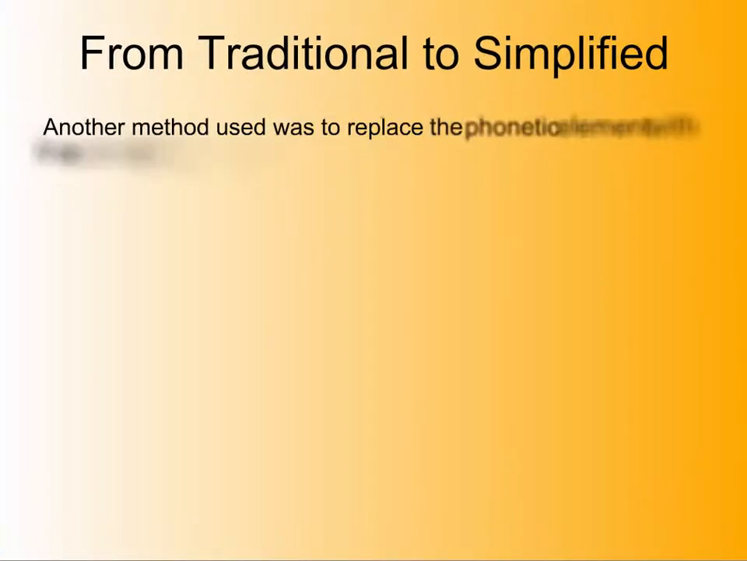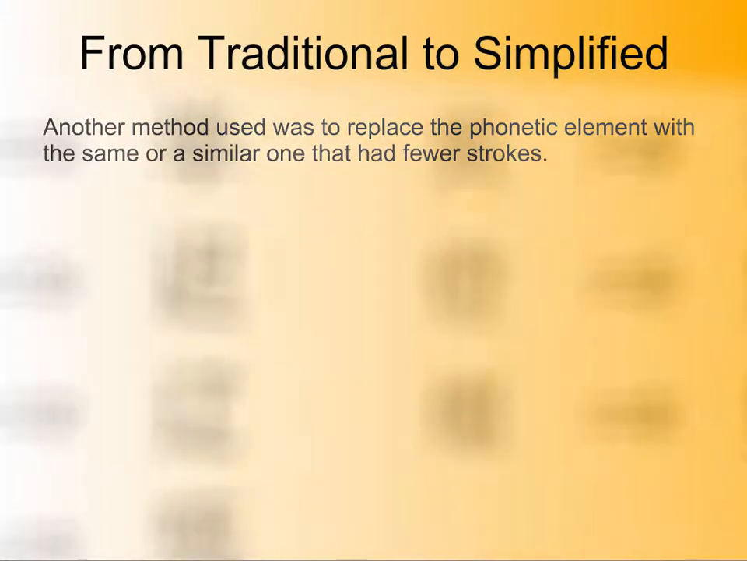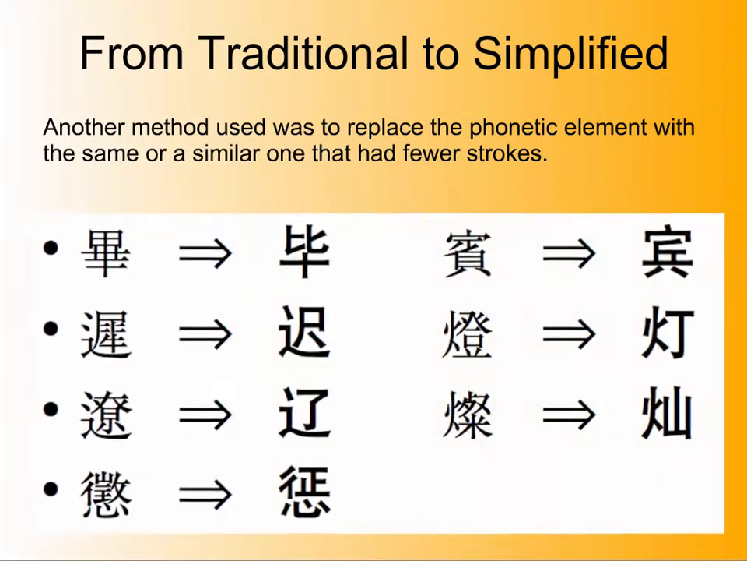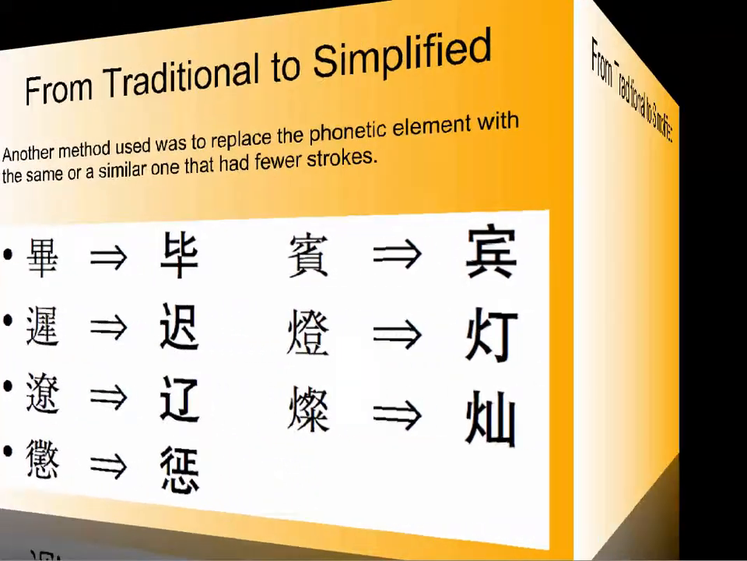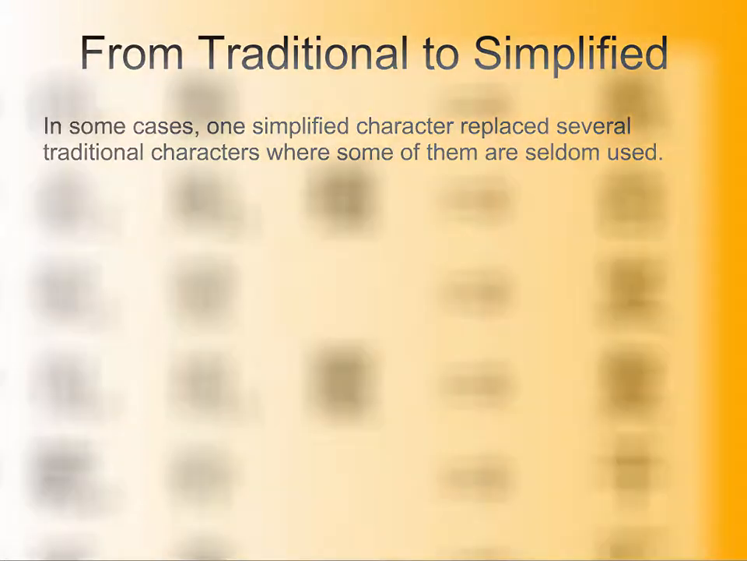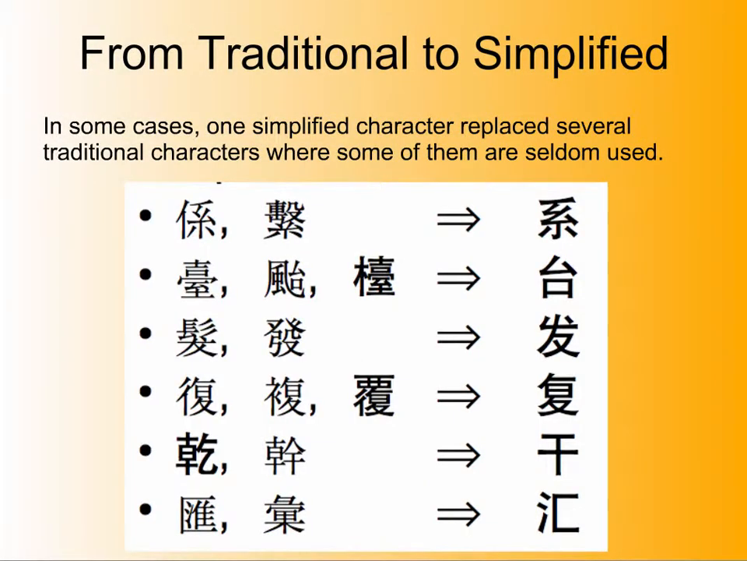Another method they used was to replace the phonetic element in the character with a simpler phonetic element that sometimes was the same phonetic element or sometimes was similar in sound. One more technique they used was replacing relatively infrequently used characters with similar characters that sounded the same. So as a result, you have a number of simplified characters that actually represent more than one traditional character.